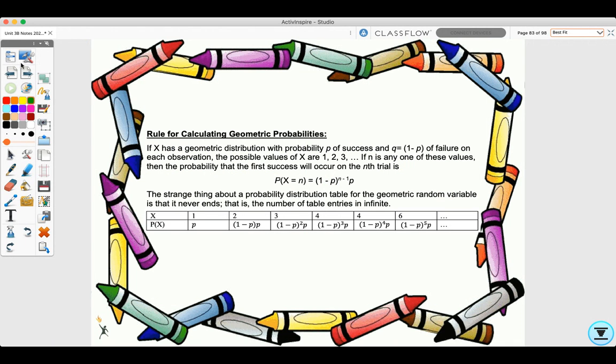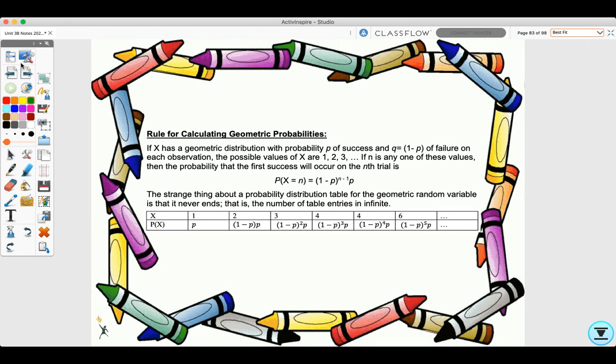My rule for calculating geometric probabilities: if x has a geometric distribution with probability p of success and q equals 1 minus p of failure on each observation, the possible values of x are 1, 2, 3, all the way to infinity. If n is any one of these values, then the probability that the first success occurs on the nth trial is P(x = n) = (1 - p)^(n-1) times p. So you could go on forever and ever and do this, and you do have to show that work.